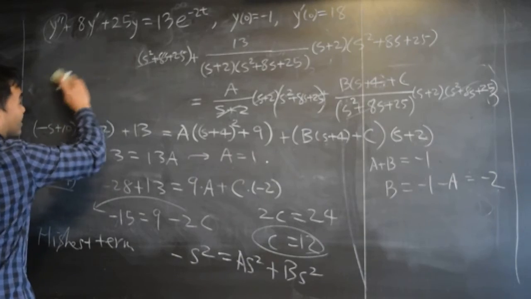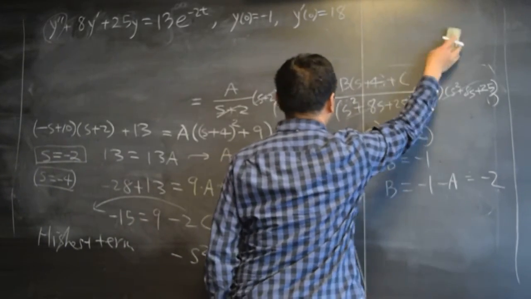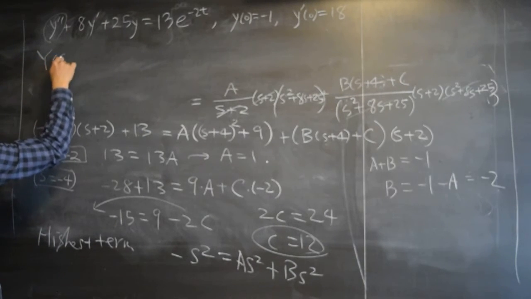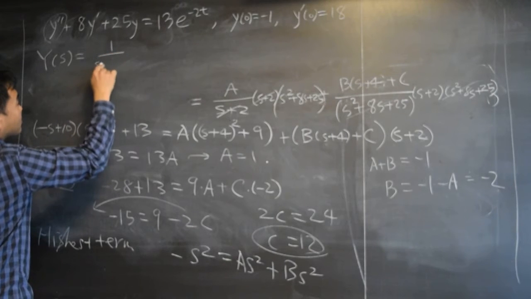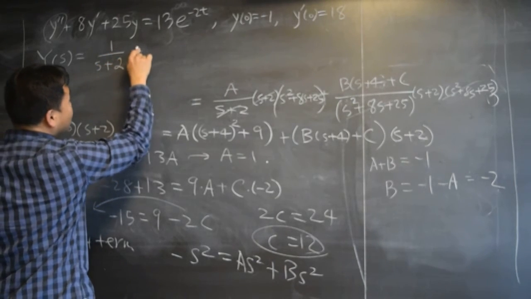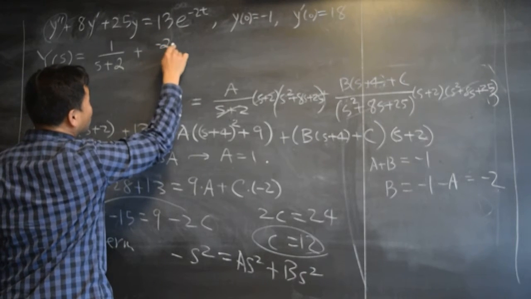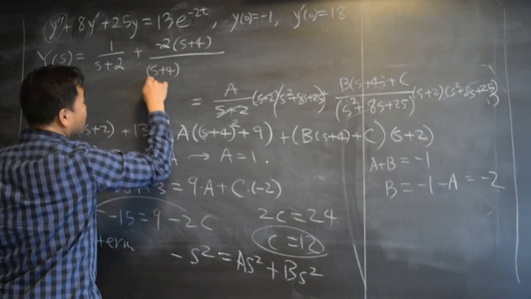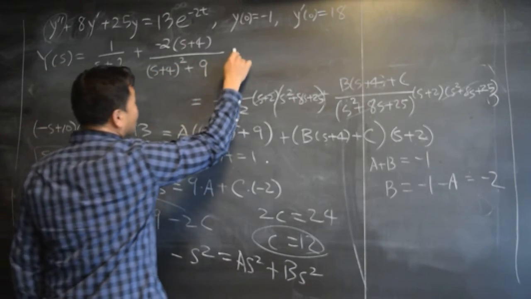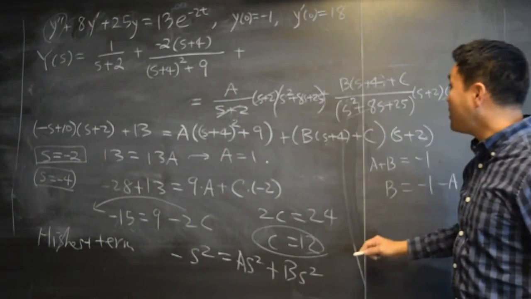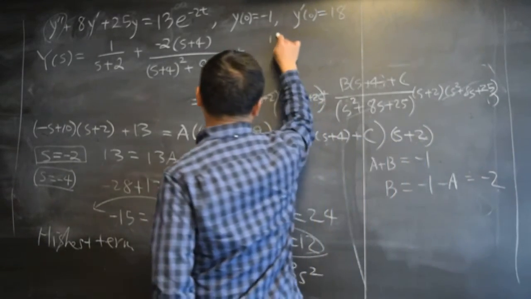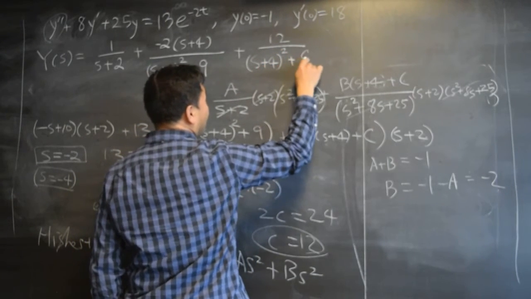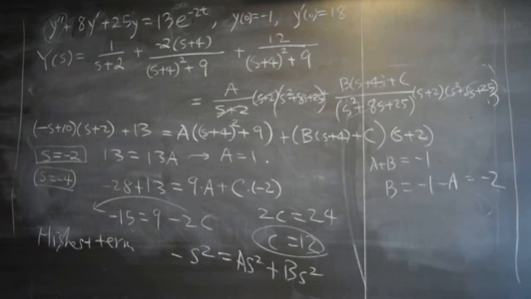How do you know this one is 9? Because... and now let's see what that Y of s is then. Y of s is 1 over s plus 2, plus b is negative, so it's -2 times s plus 4 over s plus 4 squared plus 9, plus, and c is 12, so we get 12 over s plus 4 squared plus 9. So I just plugged it back in.